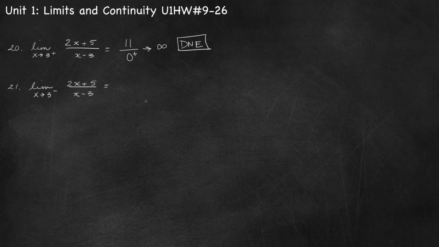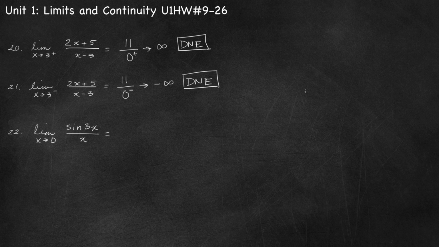21, same problem, but now we're going to approach 3 from the left-hand side. So substitution gives us 11 over 0, but the denominator, we're actually approaching 3 from the left, meaning a number a little bit less than 3. So if you take a number a little bit less than 3 and you subtract 3, you're going to be left with a negative value. So 0, I'm just using this notation to indicate that we're approaching 0 from the left-hand side, so it's going to be a negative number. That means our numerator is positive, our denominator is negative, so we're approaching negative infinity, or we can simply say the limit does not exist.